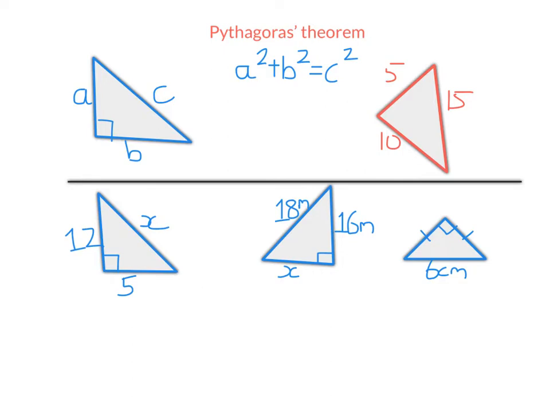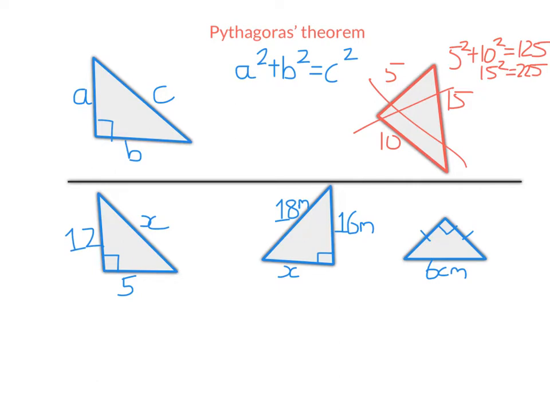So we can use Pythagoras' theorem to tell if a triangle like this is right-angled. So here, shorter side squared plus shorter side squared, 5 squared plus 10 squared equals 125. But 15 squared equals 225. In this triangle, a squared plus b squared does not equal c squared. So this is not a right-angled triangle.